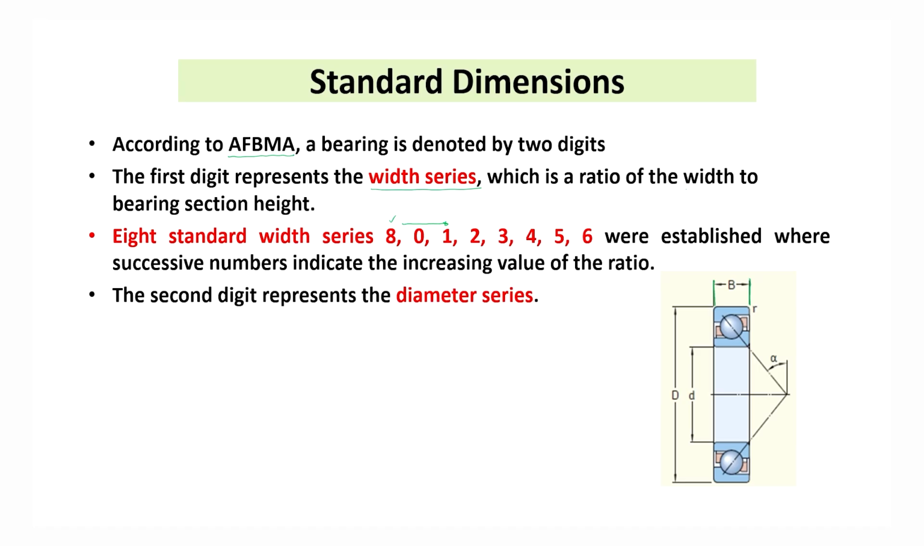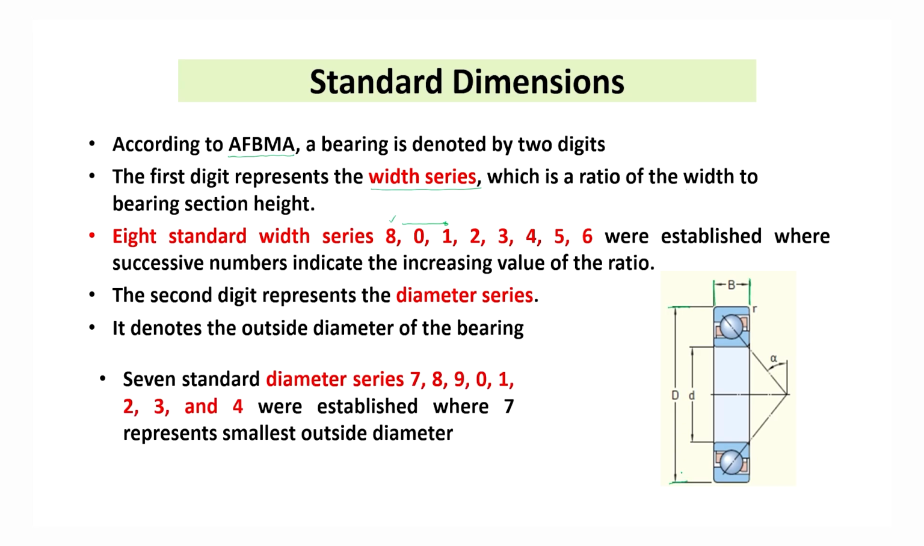The second digit represents the diameter series. It denotes the outside diameter of the bearing. That means this capital D. 7 standard diameter series 7, 8, 9, 0, 1, 2, 3 and 4 were established, where 7 represents the smallest outside diameter. It means if 7 is there in the nomenclature of the bearing, then its outside diameter will be the smallest.